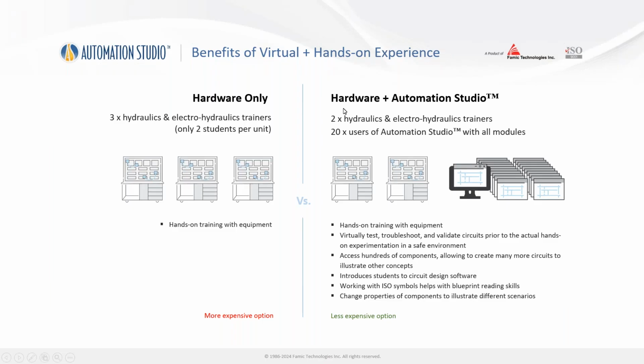On the right hand side, we can see hardware plus Automation Studio software. We have two hydraulic and electro hydraulic trainer kits available, and we have 20 user licenses of Automation Studio software with all modules. So it is a comparatively cheaper, less expensive option. And adding to it, students can also change properties of components to illustrate different scenarios.